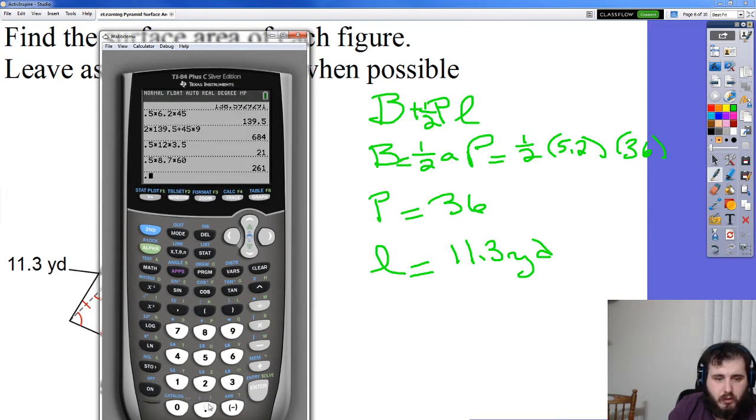There we go. 1/2 times perimeter times apothem. Well, here's the apothem. Here's the perimeter. Again, you look here. 0.5 times 5.2 times 36. That's 93.6.